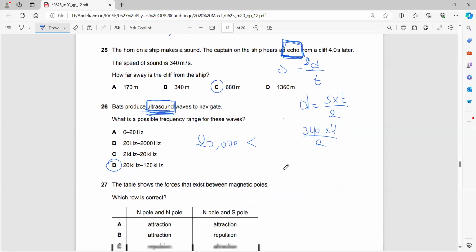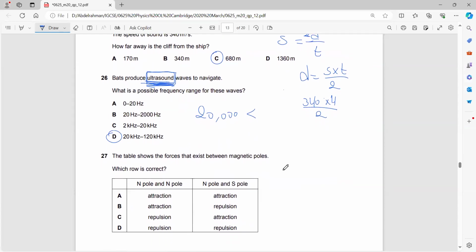The table shows the forces that exist between magnetic poles. Which row is correct? North and north repel, north and south attract.